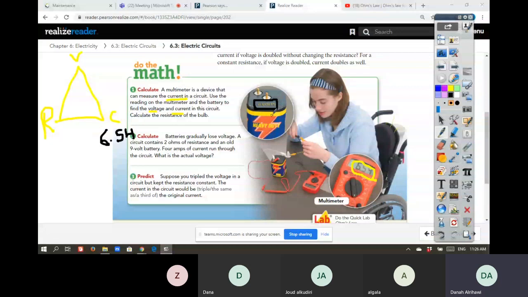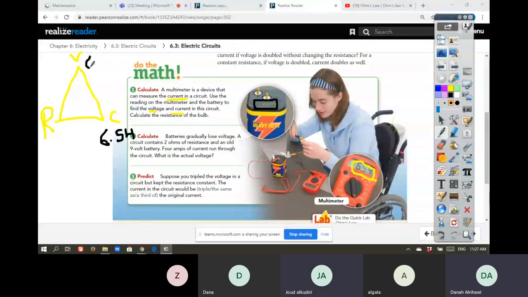Dana, can you help me? How many volts is it? Asia, can you help me? Jude? Yes. How many volts? It's written on the battery. You can find it. You just read it.